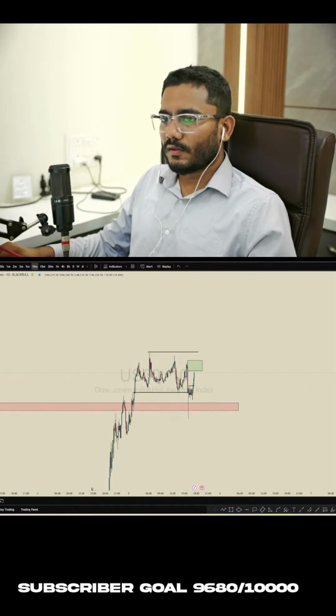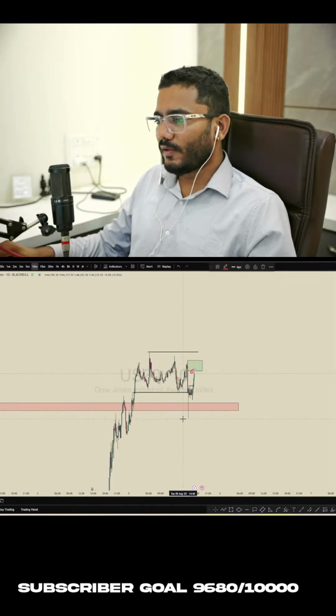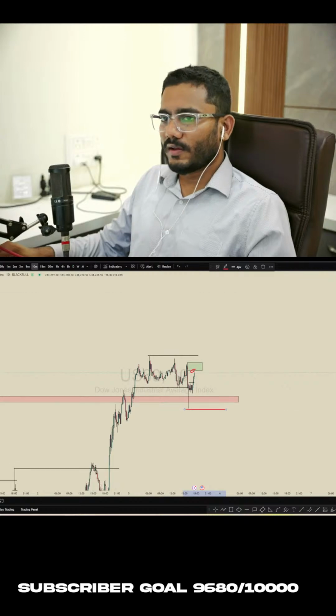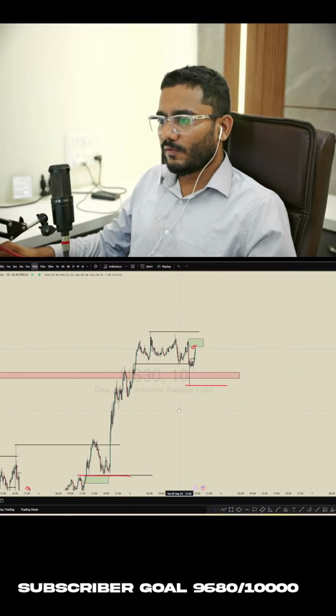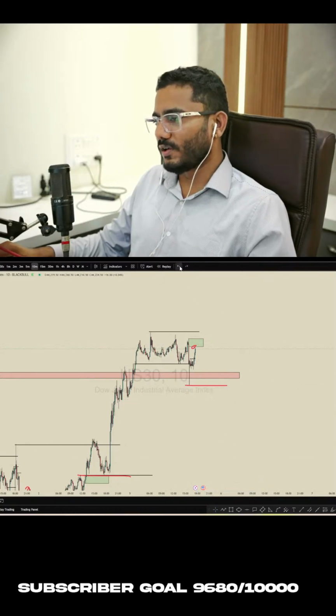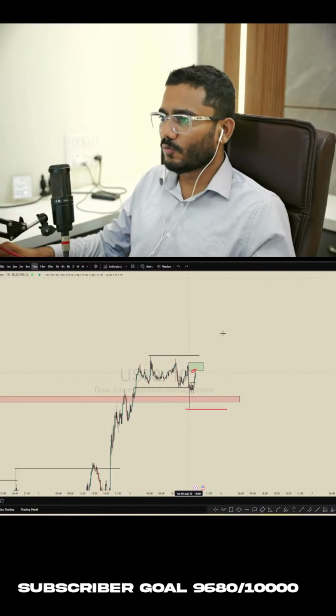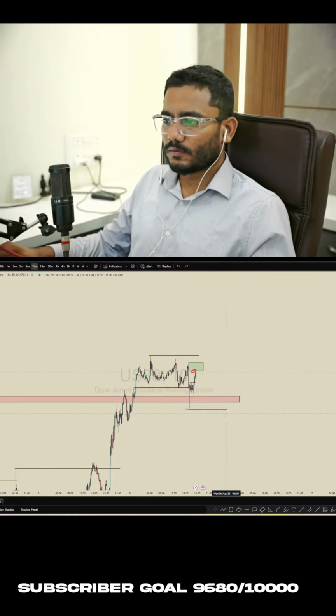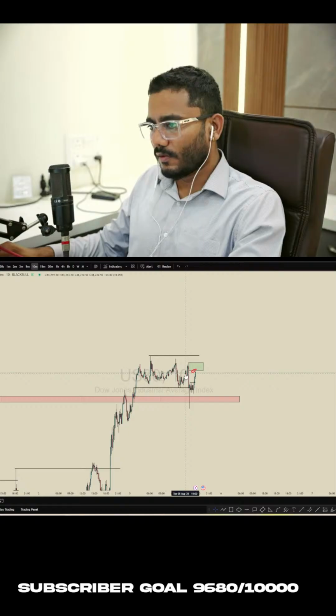And if price reacts from this order block and breaks this low, then we can see there will be a shift in the momentum. Like this trend line should break, and then probably price will continue the downside. So we'll look for a continuation trade, not today, but tomorrow. I think US30 is the easiest pair to trade.